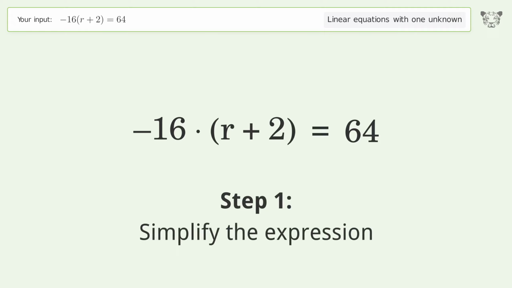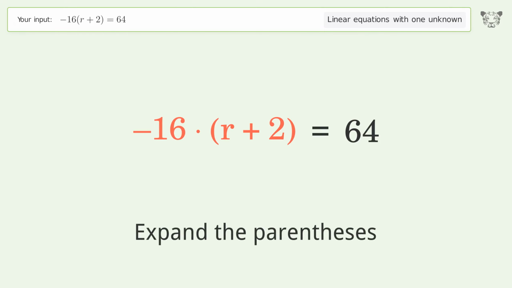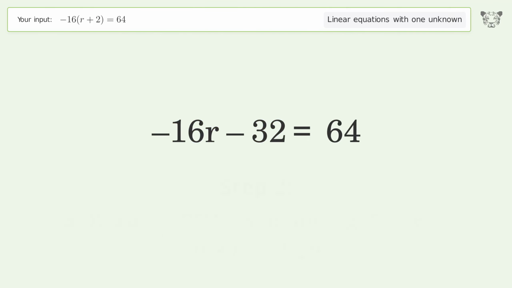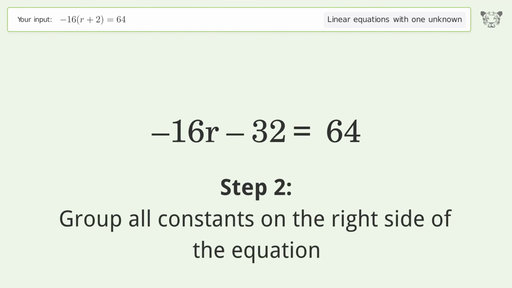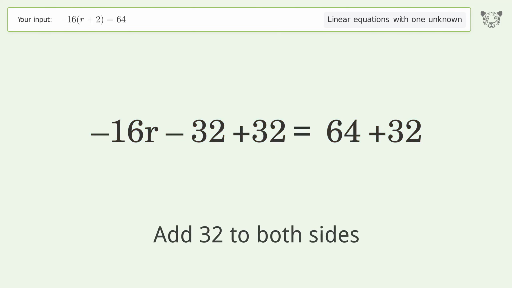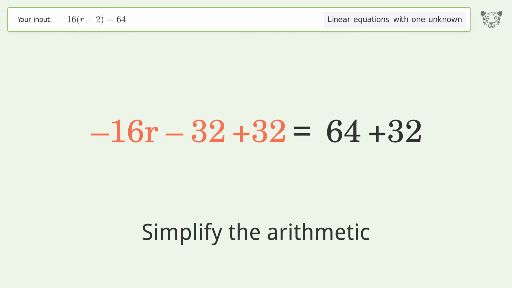Simplify the expression. Expand the parentheses. Simplify the arithmetic. Group all constants on the right side of the equation. Add 32 to both sides. Simplify the arithmetic.